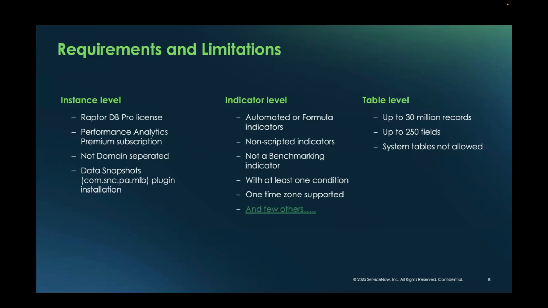But to start with, we are supporting tables of up to 30 million records. And you can track up to 250 fields on a table, which practically means you can apply 250 breakdowns if you need to. And sys tables, essentially any indicators based on those, are currently not supported on data snapshots.